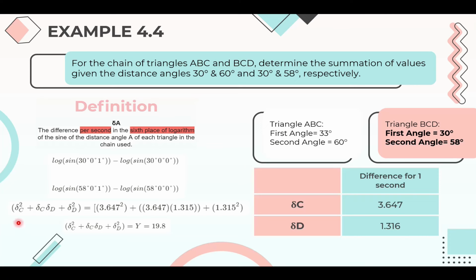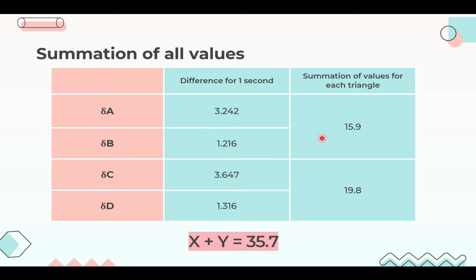Ngay nga ni. So, ganina natay X, karon natay Y. And since we need the summation, so obviously, i-add na to. So, 15.9 plus 19.8, 35.7. I don't know if you guys can still remember, pero when we used the table, we got a value of 35.8. And when we used our calculator this time, we got the value of 35.7. So, obviously, dili gid siya exact, pero it's very close.